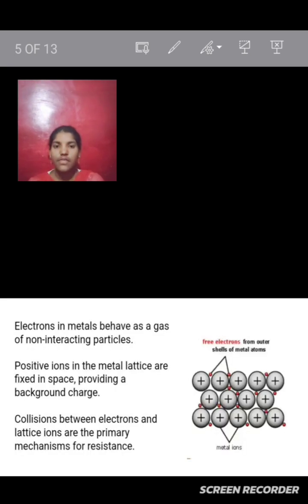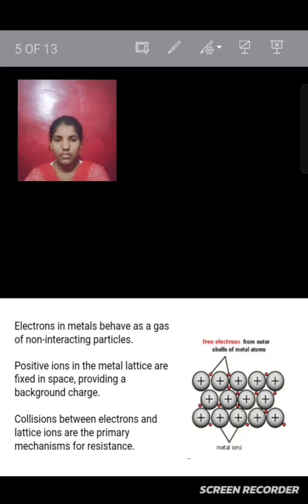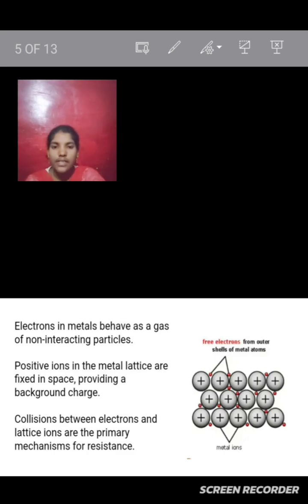First, we know about the free electrons. What are free electrons? Electrons are free to move within the metal. In this figure, we observe the free electrons in metals. In between the metal ions, we can observe the free electrons. Electrons in metals behave as a gas of non-interacting particles. Positive ions in the metal lattice are fixed in space, providing a background charge.